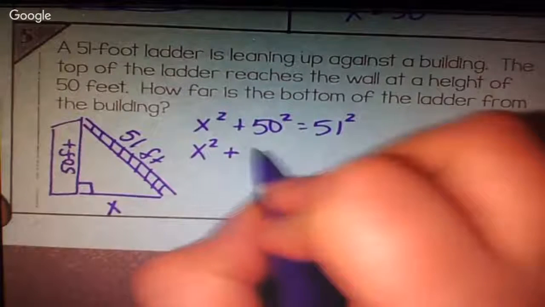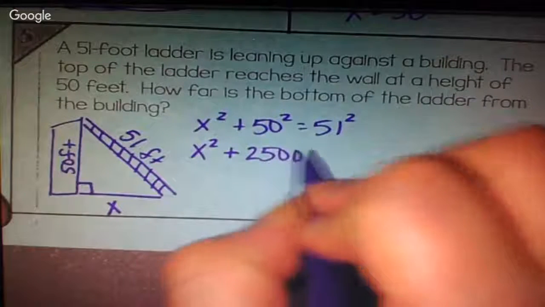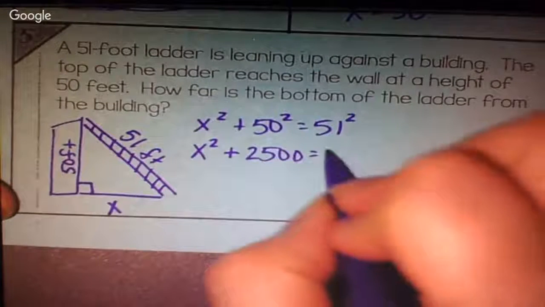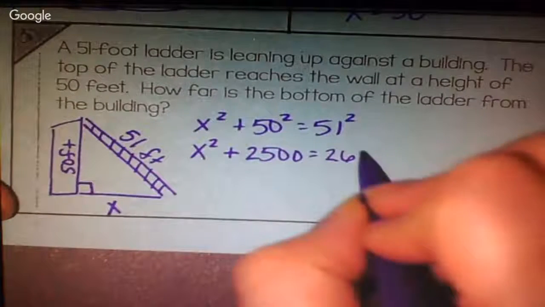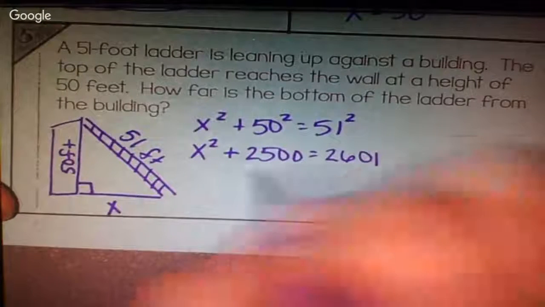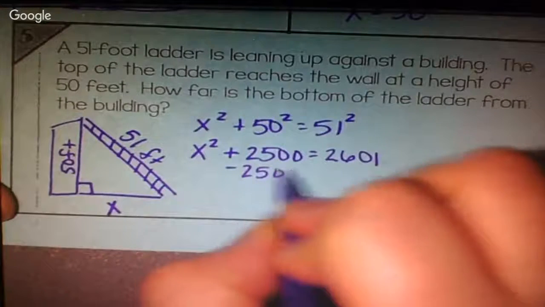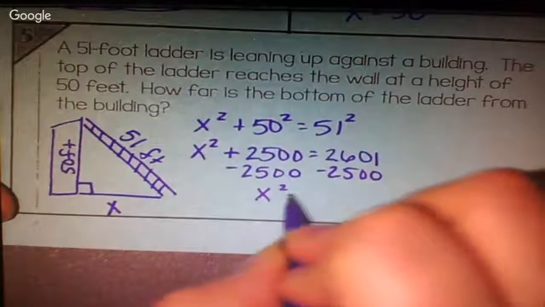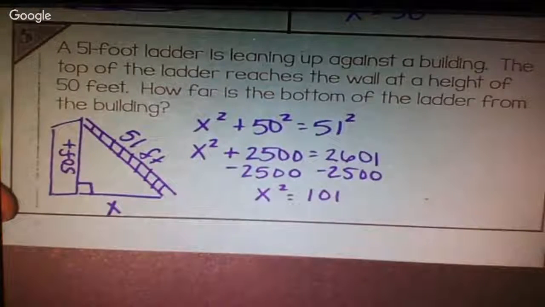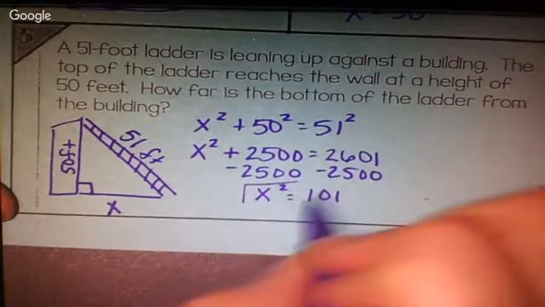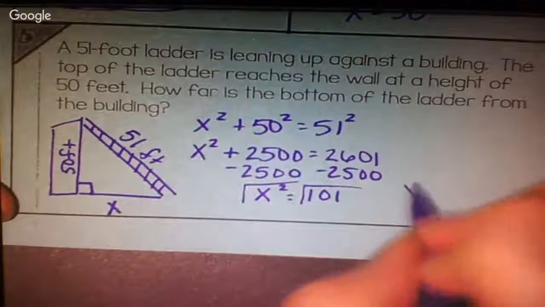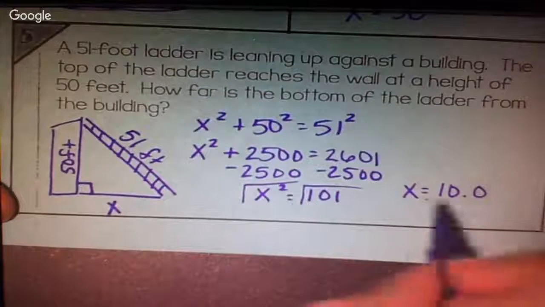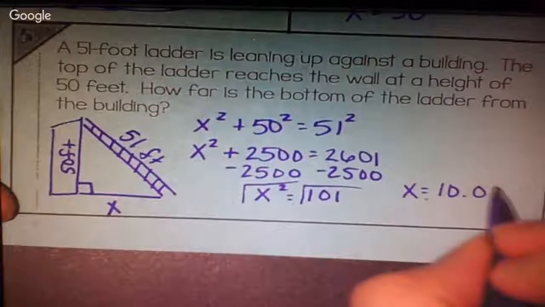So 50 squared should come out to be 2,500. What's 51 squared? 2,601. Okay. Subtract your 2,500. So x squared equals 101. So x equals about 10. They want us to the nearest tenth, so 10.0 feet.